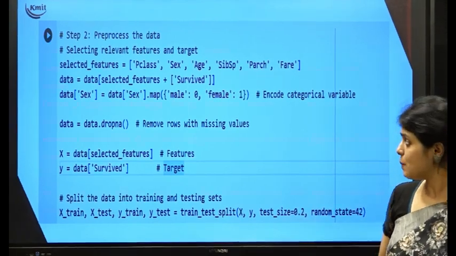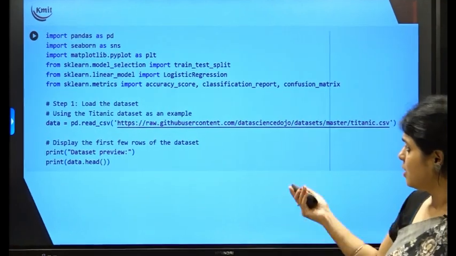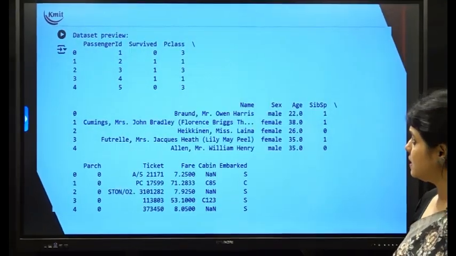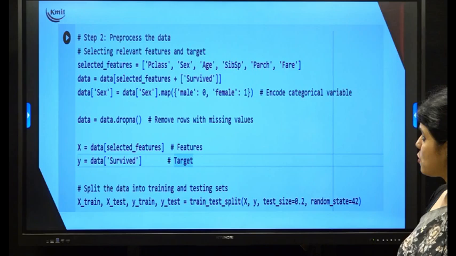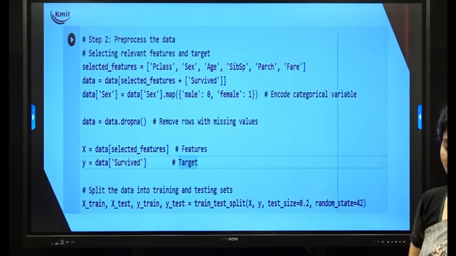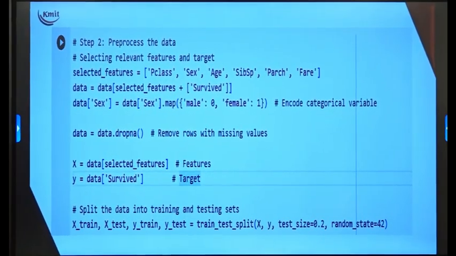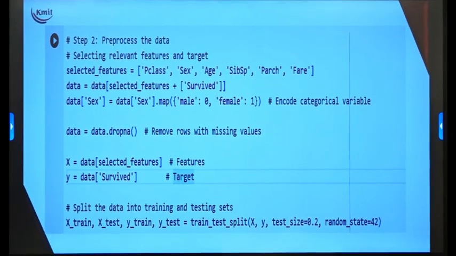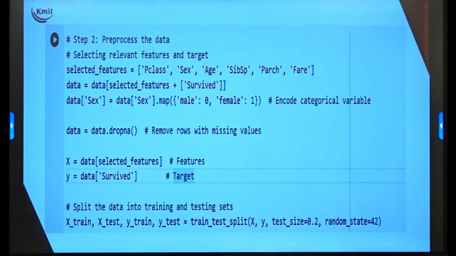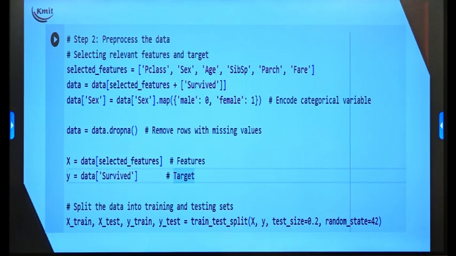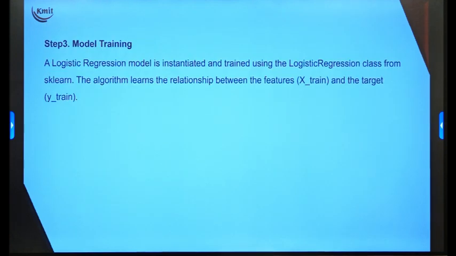So in step 1, I've simply imported the libraries and loaded the data set. In step 2, I have pre-processed the data set. That is, I've selected only a few features that have most importance, and then I have encoded the categorical variable for the column sex, and then I have dropped the rows with the missing values, and then I have selected what are the input columns and what is the output column, and then finally I have divided the data into training and test. Now once I am done with that, let's start building the logistic regression model.